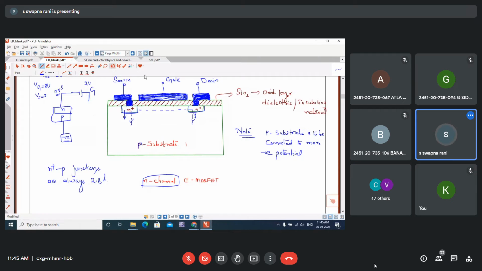So that is why the P-type substrate must always be connected to the negative potential in N channel. So in N channel, the P-type substrate is to be connected to the more negative potential or negative potential.